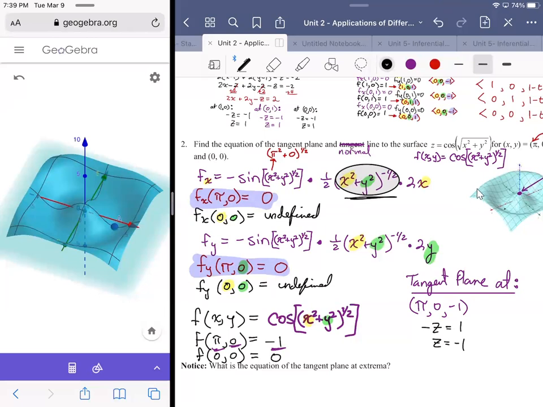Oh, yeah. I don't know why I wrote that. Thank you. Yeah, f of (0, 0) is 1 because cosine of 0 is equal to 1.